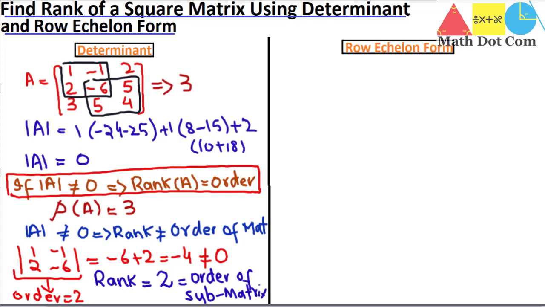This is one method. Now the other method is row echelon form. Let's see how you can use this method to find the rank. We will use the same matrix, as we need to verify the answer as well. It means we have to get the same rank, and let's see how we can do that.